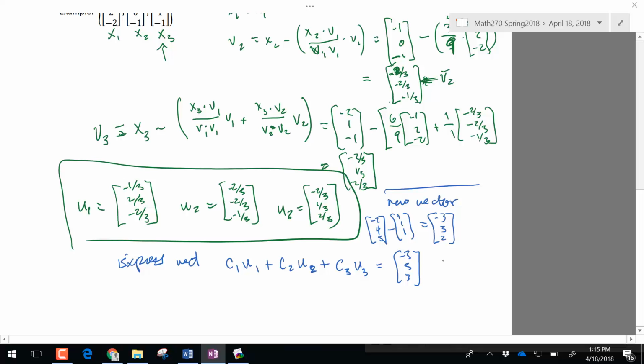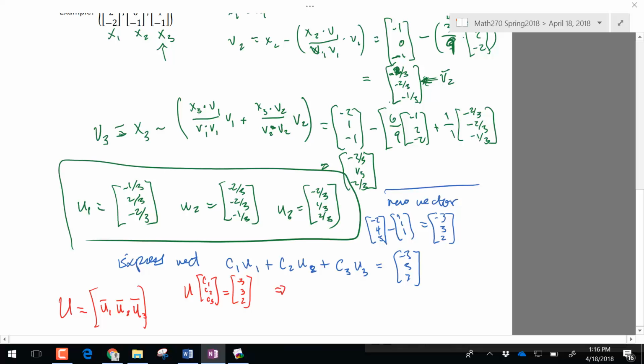So if we make a matrix U, I'm out of room. U would have U1, U2, U3 as the column vectors. And then U times the C vector, C1, C2, C3, should equal this other vector that we have, -3, 3, and 2. This is like the Ax equals b problem, right?